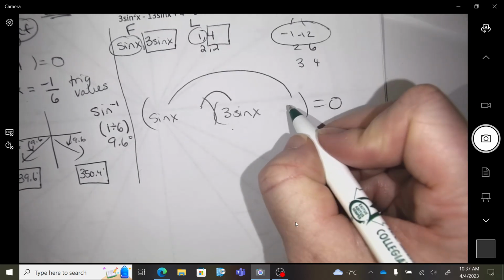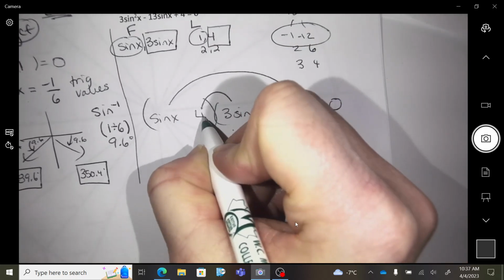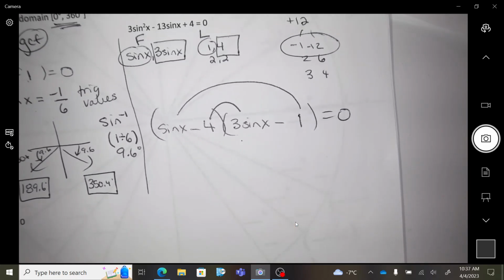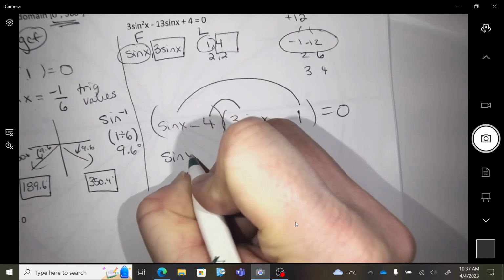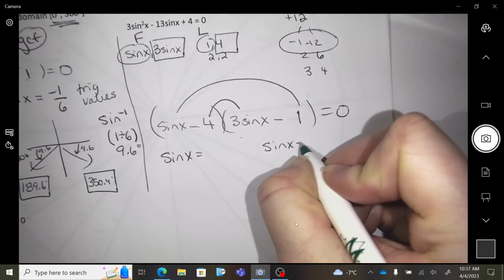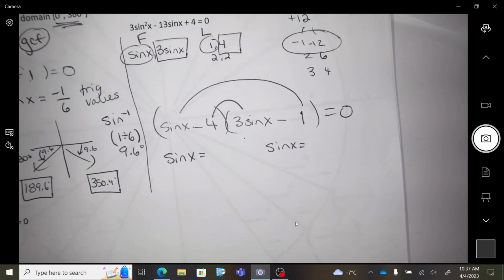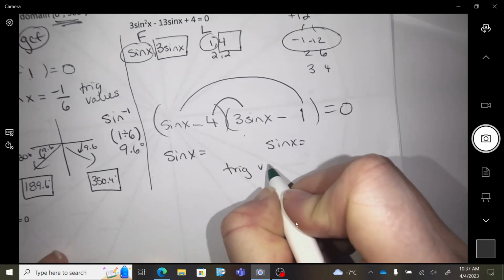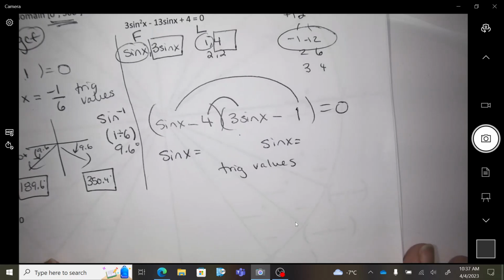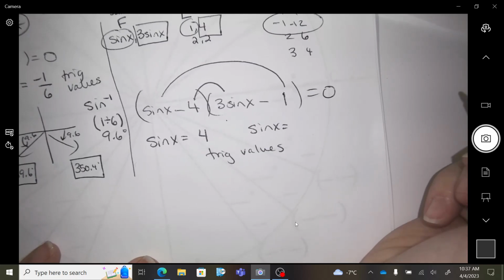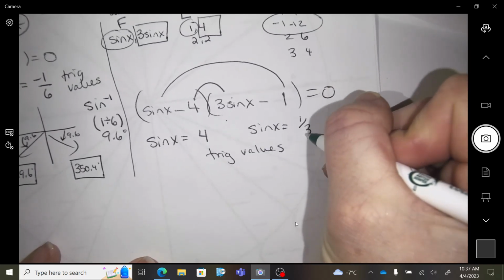You did the 1 sine with a 1. You did the 3 sine with a 4. So sine x equals what? Sine x equals what? Those are the trig values you're going to get. From all this algebra, you're getting trig values. So I got a positive 4 and a fraction, 1/3.